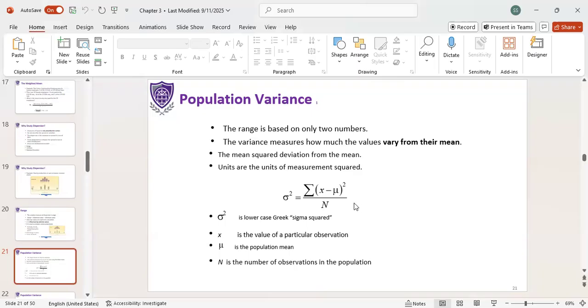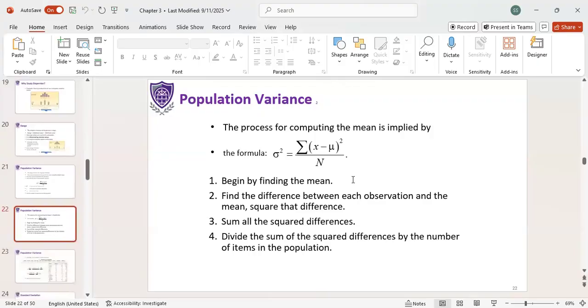The positive and negative differences actually cancel each other out. Otherwise it will be 0, right? The sum of x minus mu would be 0. So we use the square, which gives us the opportunity to actually see the size of the differences. So it is x minus mu squared, summed and divided by n, which is the population size. Again, for the population, we use n. That gives us the population variance.